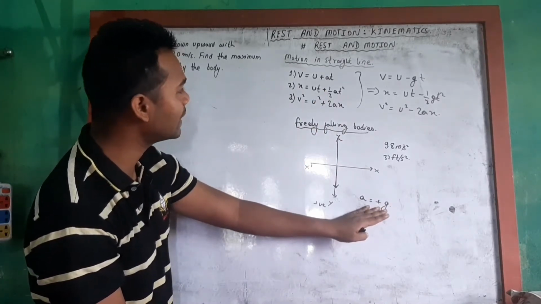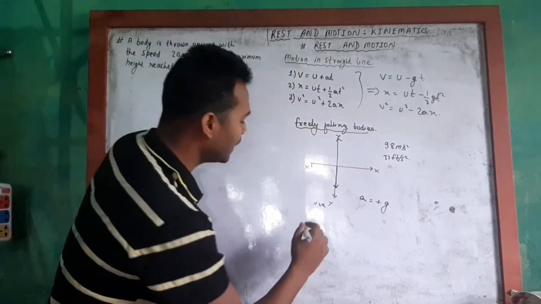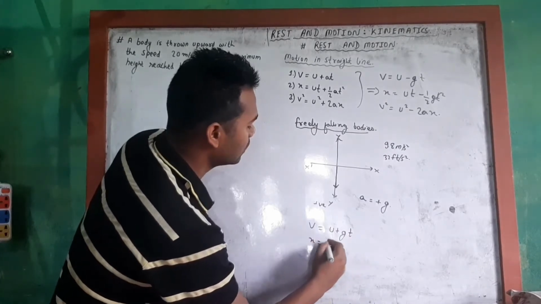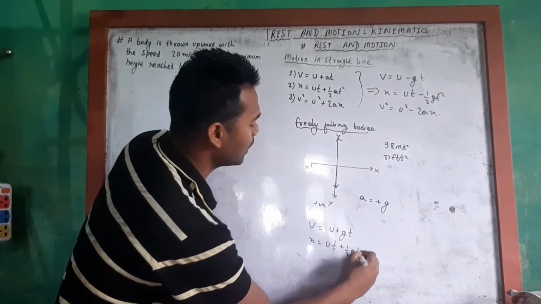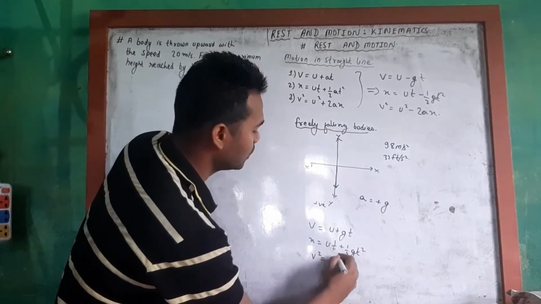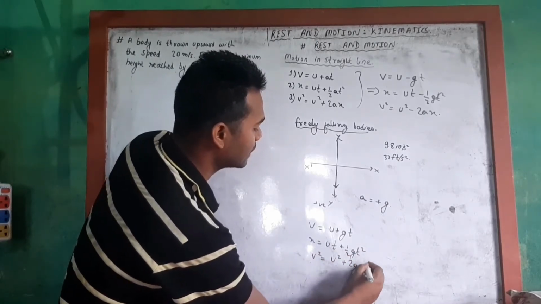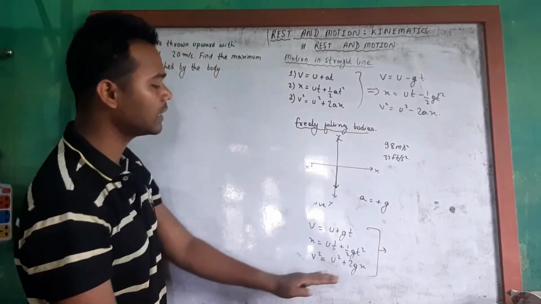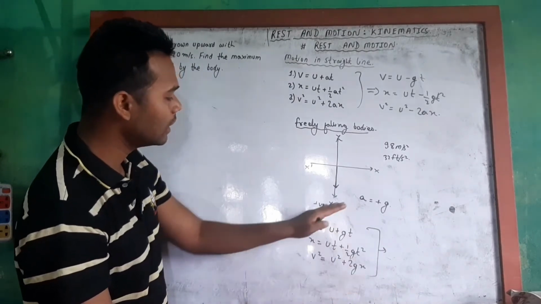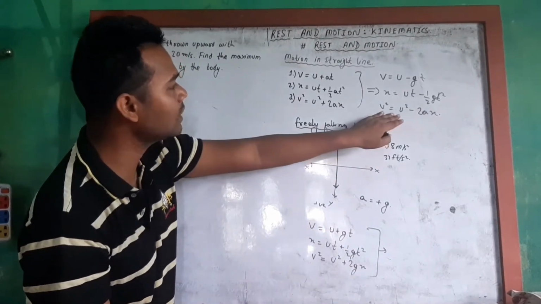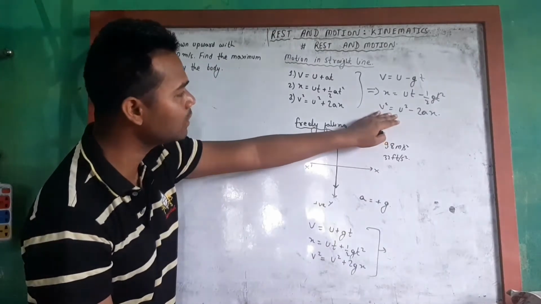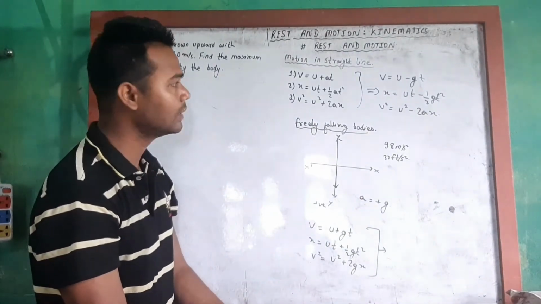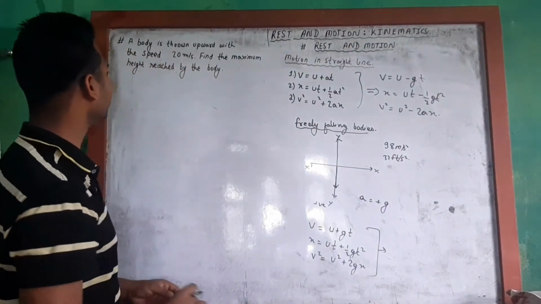If we substitute this acceleration value in these equations, then we will get v is equal to u plus gt, x is equal to ut plus half gt square, and v square is equal to u square plus 2gx. Here the downward direction is considered the positive direction and the upward direction the negative direction. Whereas in the previous equations, directly downward is considered the negative direction and directly upward the positive direction.